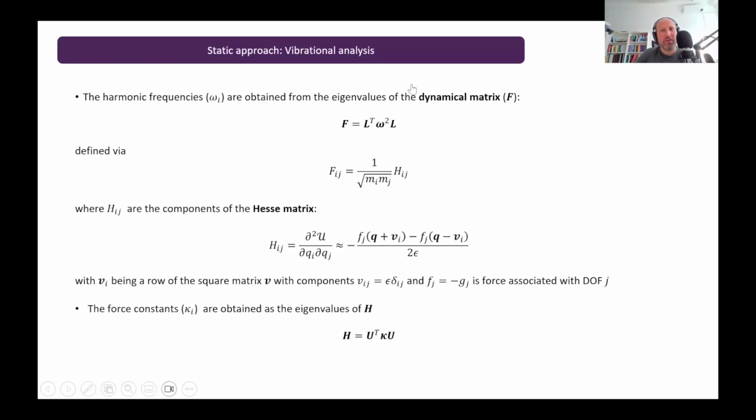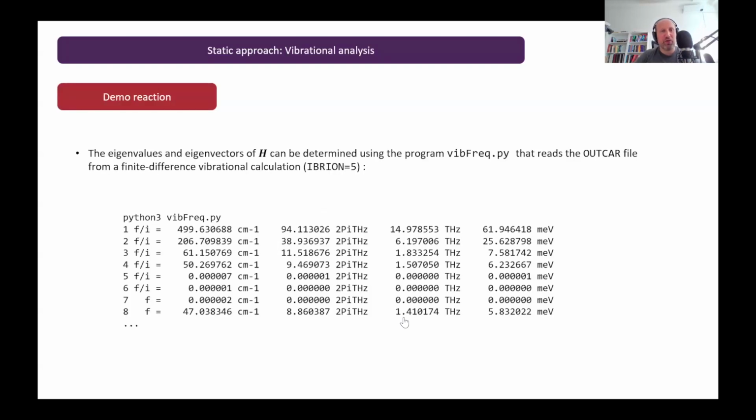This slide says a little bit about the vibrational analysis. In that, we compute harmonic frequencies from the eigenvalues of what is called the dynamical matrix. This is a 3n by 3n square matrix with elements like that. Mi, Mj are the atomic masses for degrees of freedom i and j, and H_ij is a component of the Hesse matrix. That's again a 3n by 3n matrix of second derivatives of potential energy. If you use finite differences, that's the IBRION 5 algorithm implemented in VASP, then the elements of the Hesse matrix are computed from forces via finite differences. We can diagonalize the Hesse matrix and its eigenvalues are the force constants, and its eigenvectors can be used, for instance, to estimate the initial unstable direction for the dimer method. So this is what we want to do.